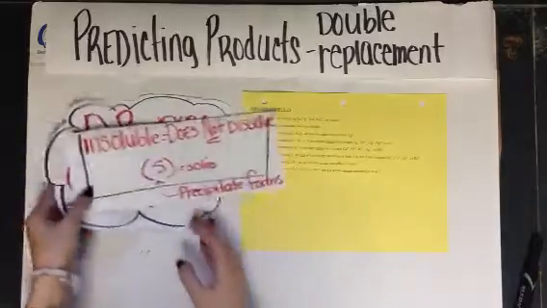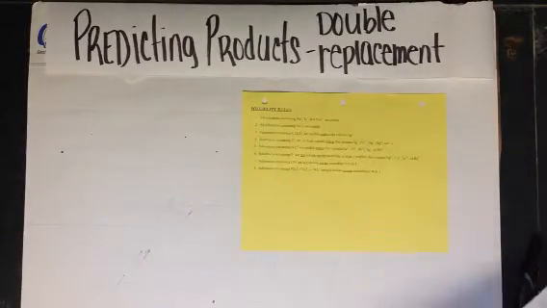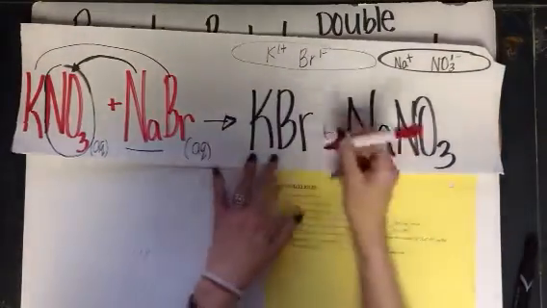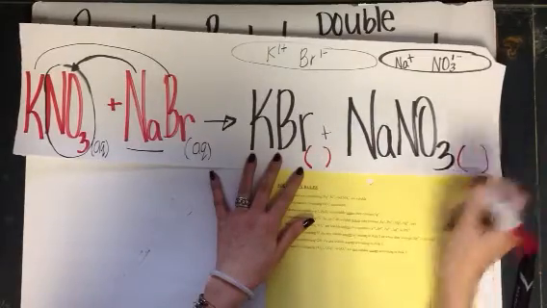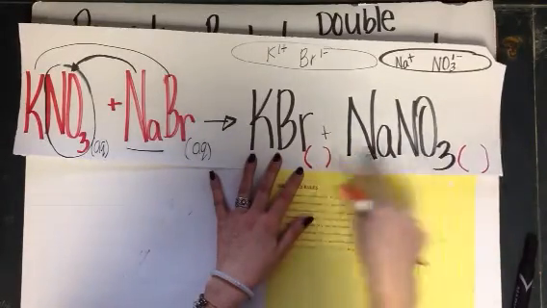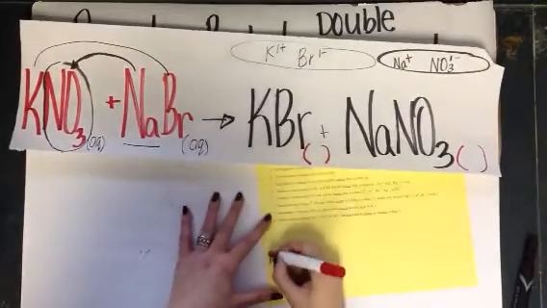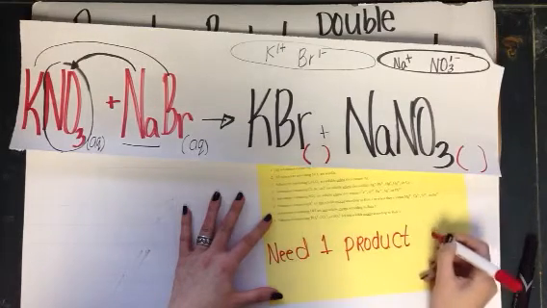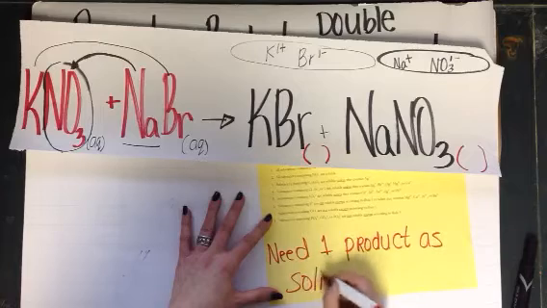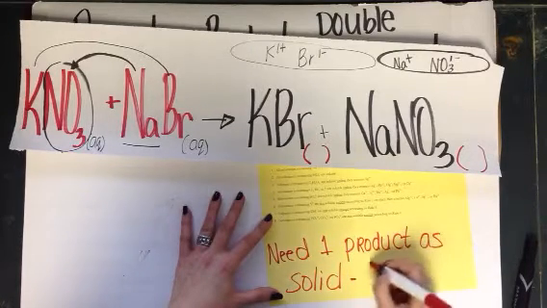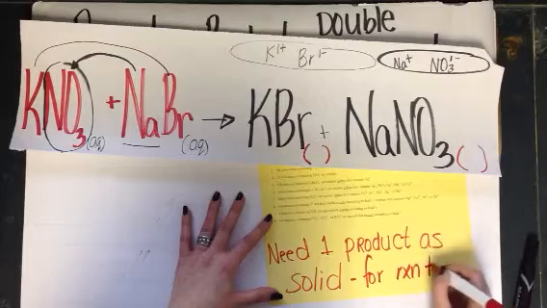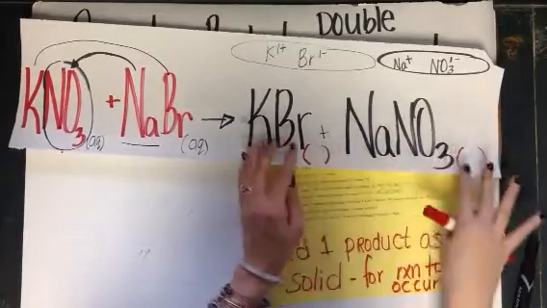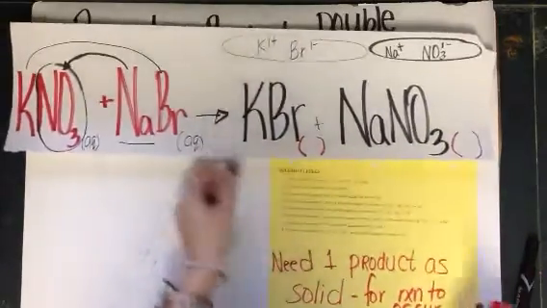Okay, so something else important to know, bring back our reaction, is in order for this reaction to occur, like we said a second ago, one of these has to be a solid. Okay, so you need one product as your solid. One of them has to be the precipitate in order for a reaction to occur. If they're both aqueous, then you have no reaction. Okay? So how do we know what are the states of matter?